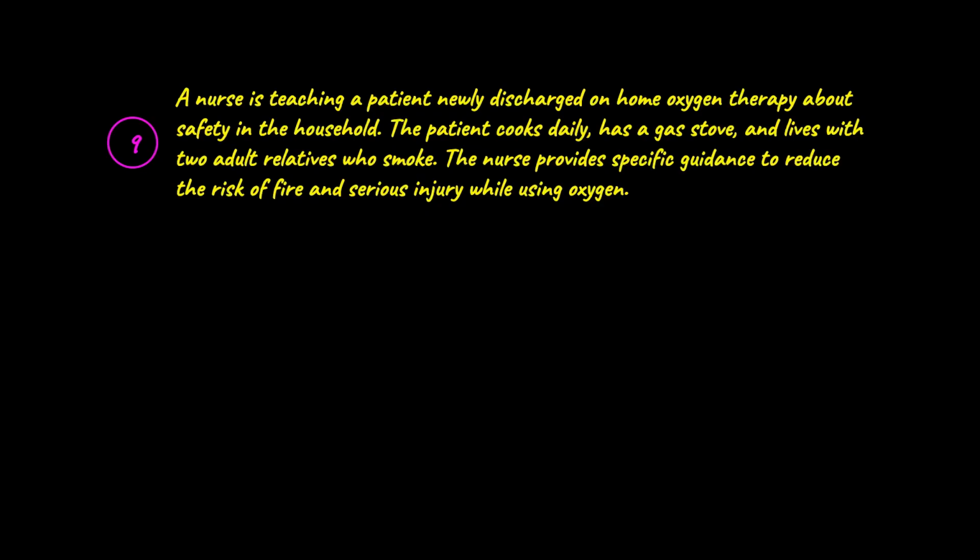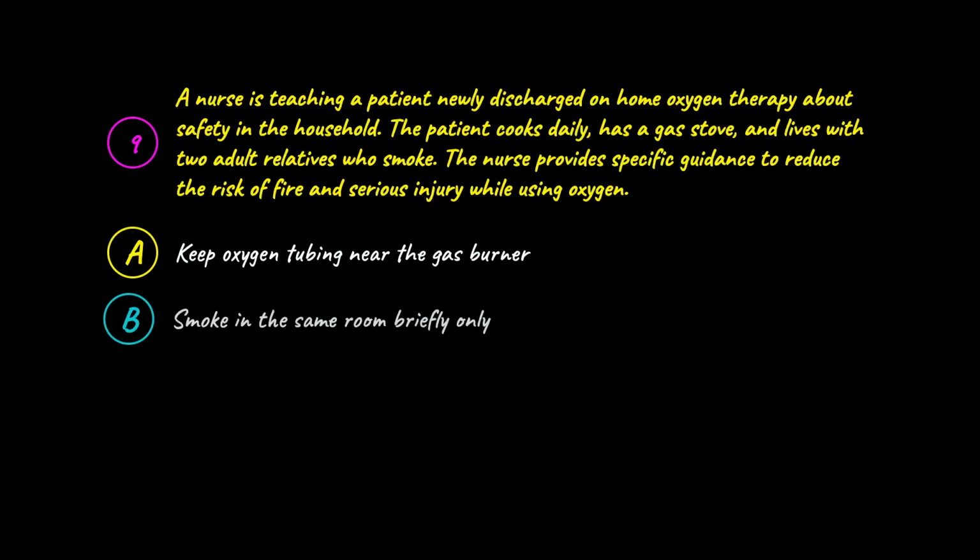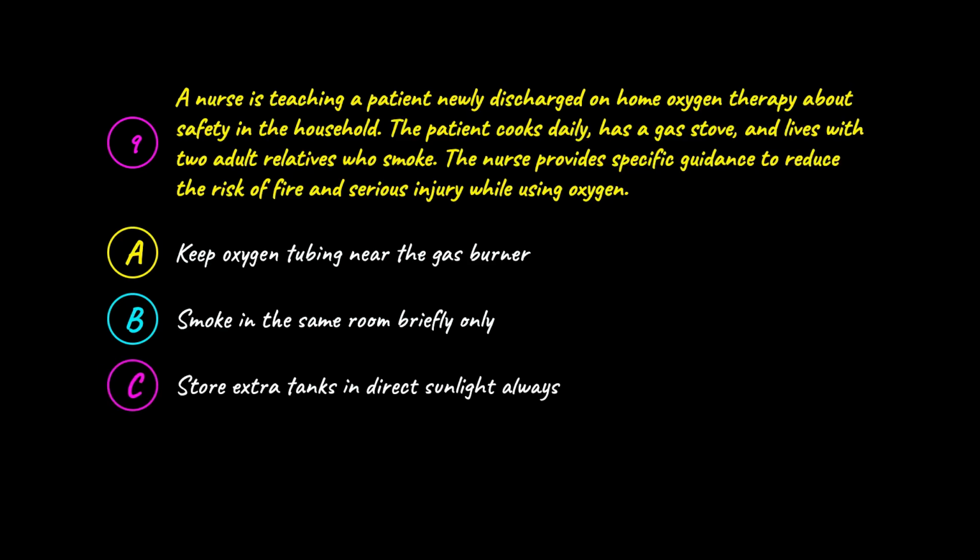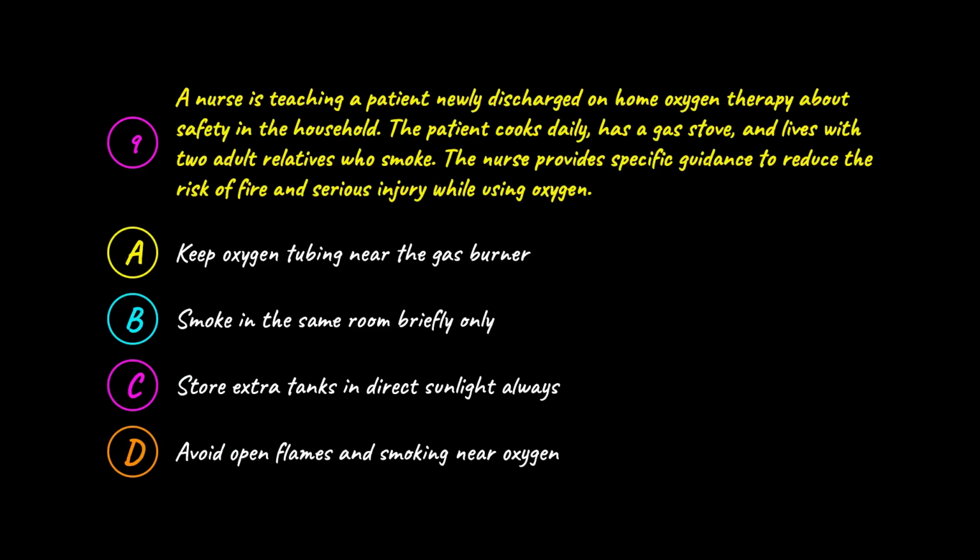Your options are A. Keep oxygen tubing near the gas burner. B. Smoke in the same room briefly only. C. Store extra tanks in direct sunlight always. D. Avoid open flames and smoking near oxygen. Which one is it? Pause the video if you need more time.